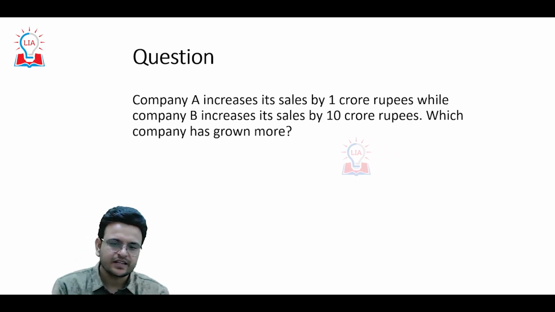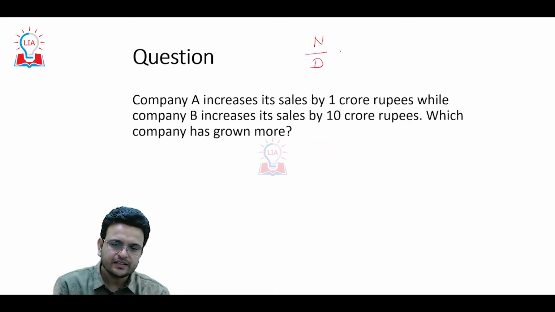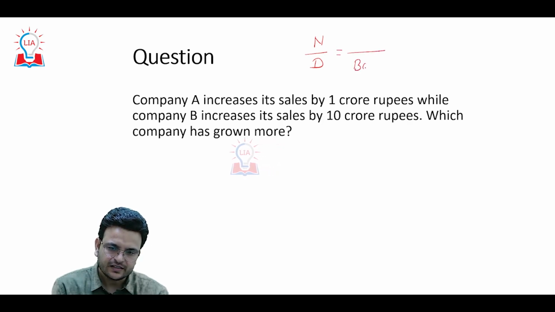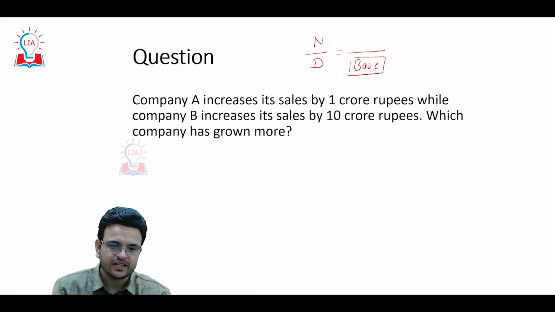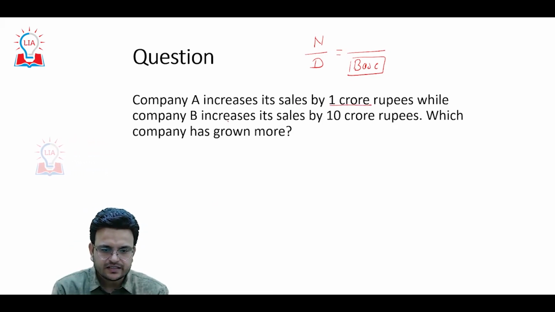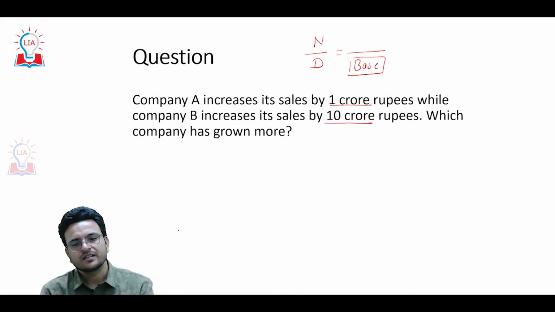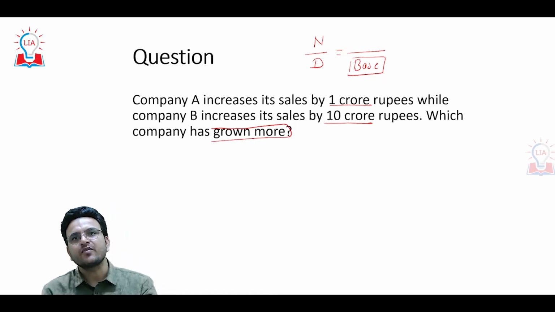Okay. Now, consider something very important. In the percentage we have two things: numerator and denominator. Denominator we can say is the base. This base is very important. Without base, we cannot calculate the percentage. To calculate the percentage, base has to be there. Consider company A increases its sale by 1 crore rupees. Company B increases its sale by 10 crore rupees. Which company has grown more, or which company performed very well?